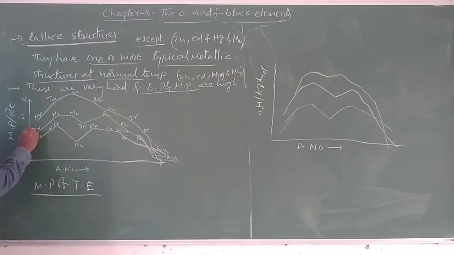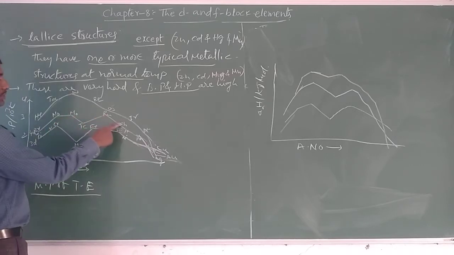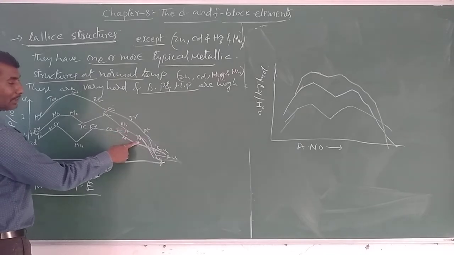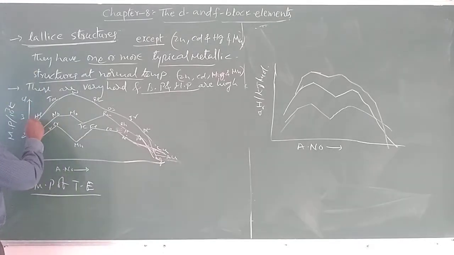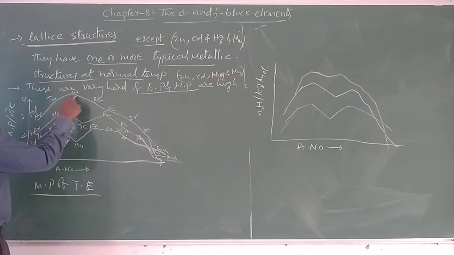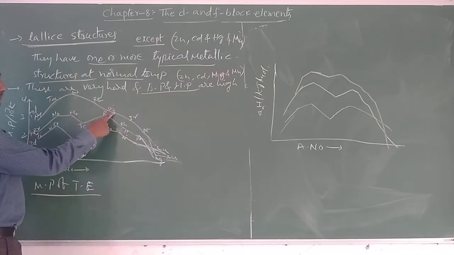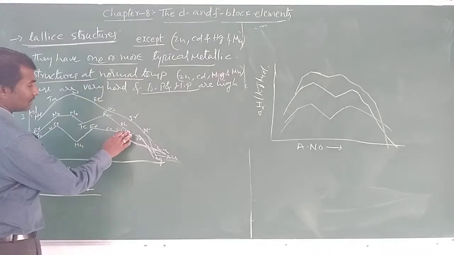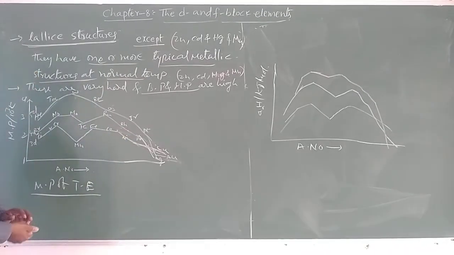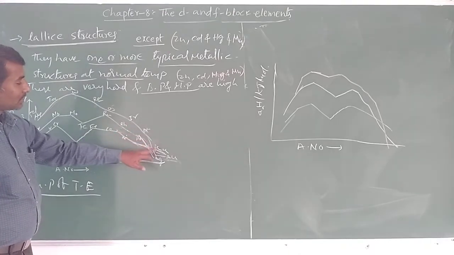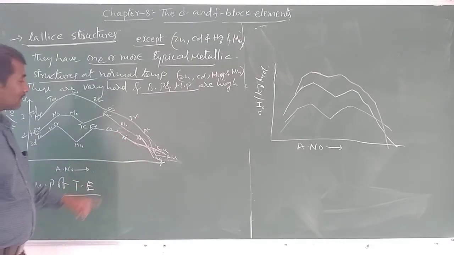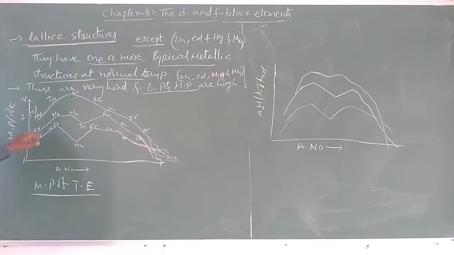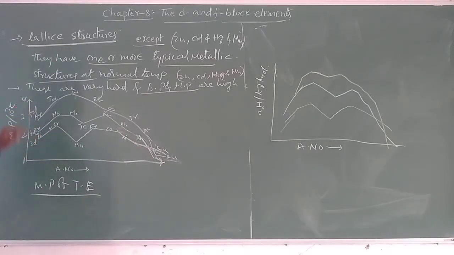Another one is the 4d series: zirconium, niobium, molybdenum, technetium, ruthenium, rhodium, palladium, and the last one is silver. And another one is the 5d series: hafnium, tantalum, tungsten, rhenium, osmium, iridium, platinum, and gold. So this is the 3d, 4d and 5d series.